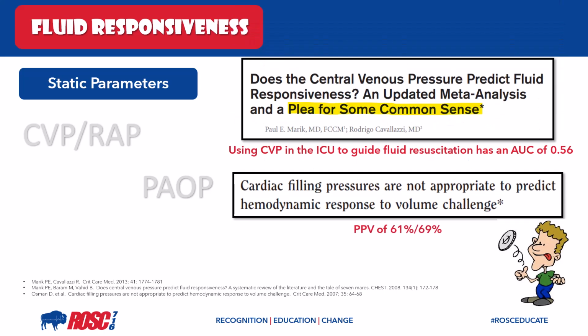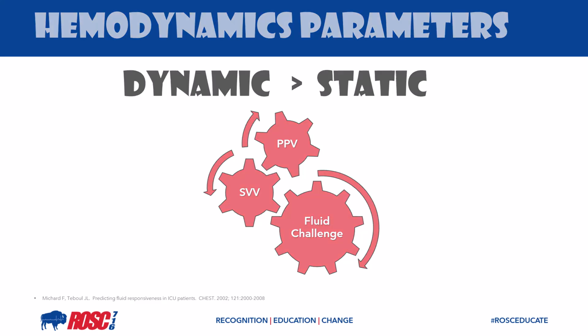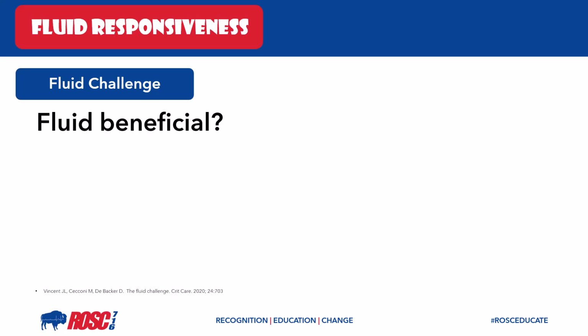Even in papers where the clinician preemptively was aware of what the stroke volume measurement was, CVP and pulmonary occlusion pressure performed very poorly for predicting fluid responsiveness, with a positive predictive value of 61% and 69% respectively. With that said, we prefer a dynamic hemodynamic parameter as opposed to a static hemodynamic parameter when trying to predict fluid responsiveness. So the most raw dynamic variable to look at in regards to fluid responsiveness is the fluid challenge.